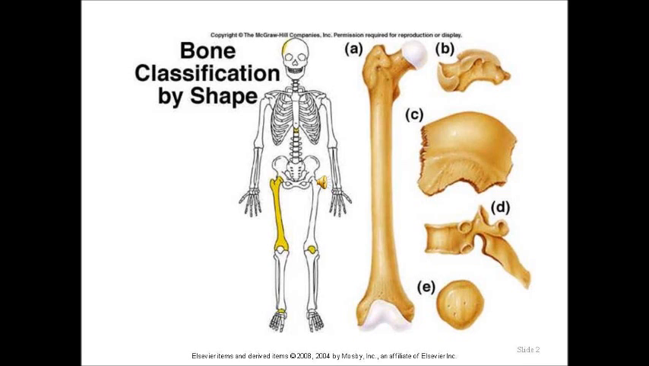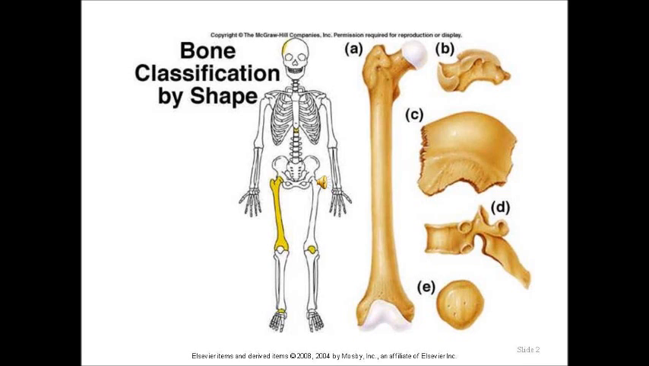Then number 4 is an example of an irregular bone, D here in your picture. These are vertebra, is the best example of an irregular bone. And as you can see, there really is no rhyme or reason to their shape unless you look at their function in the human body. But just to see that bone shape, it's difficult to come up with a description for that shape. So we just call them irregular.